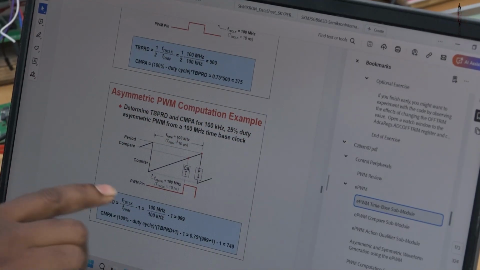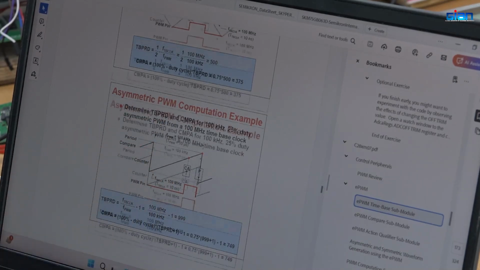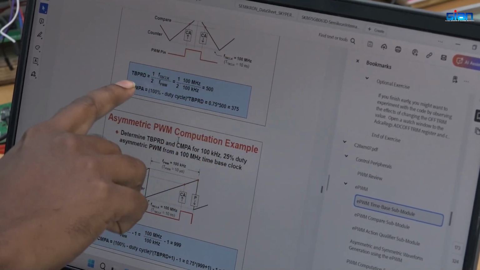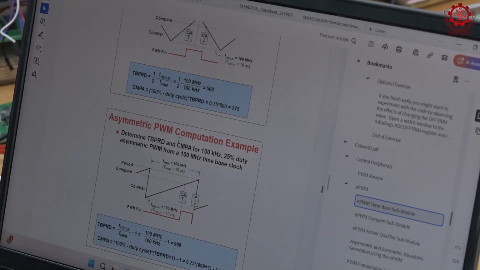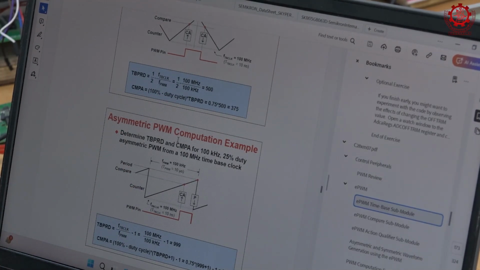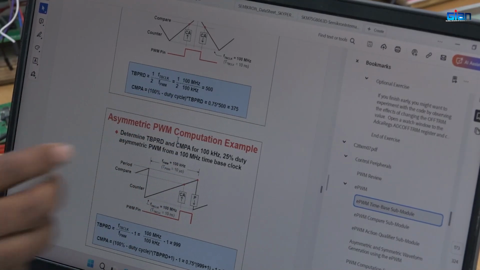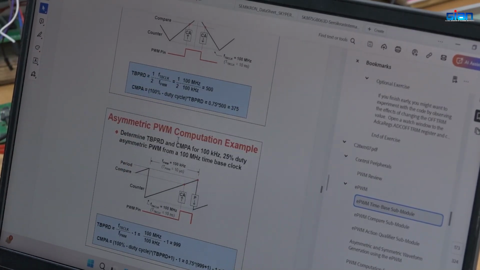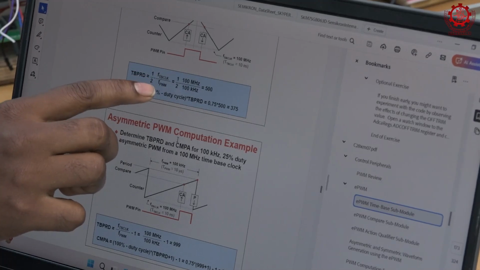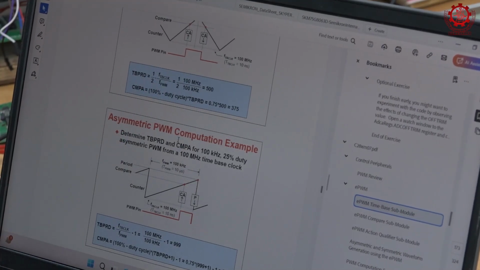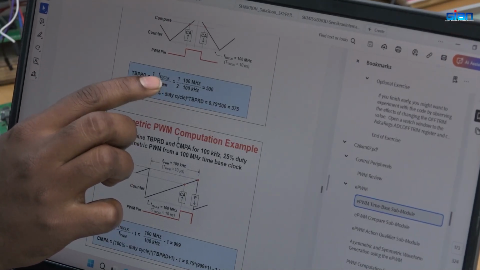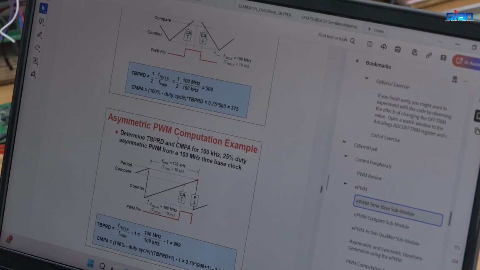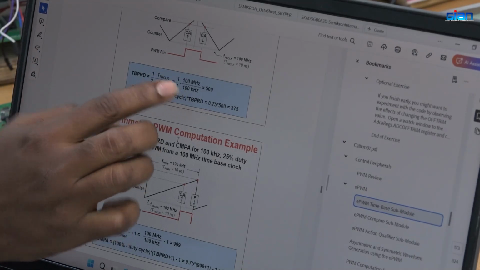I will show an example. For compare A, this is the compare value. To get the compare duty cycle, we want to know which duty cycle should operate. If I want to operate at a 20% duty cycle, it will be 100% minus 20% into TB PRT. By this formula, we can find that the TB clock is obtained by pre-scaling the EPWM clock, and this is our required frequency. I want to operate at 20 kHz, so this will be 20, and this relates to our prescaler.